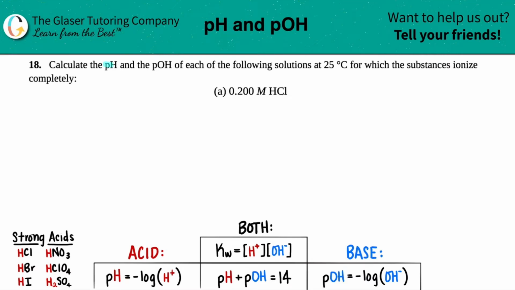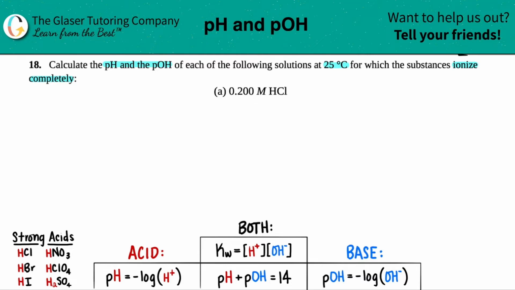18, calculate the pH and the pOH of each of the following solutions at 25 degrees Celsius for which the substances ionize completely. And then we have letter A. So in this case, we just have to find the pH and the pOH of 0.200 molarity HCl.